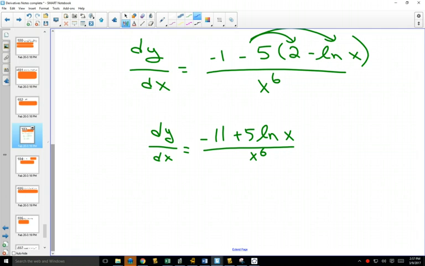And on your quiz tomorrow, I'm going to have some of those with your quotient rule, where I'm going to say, I want your final answer to look like this. So your job is to show how to do that.